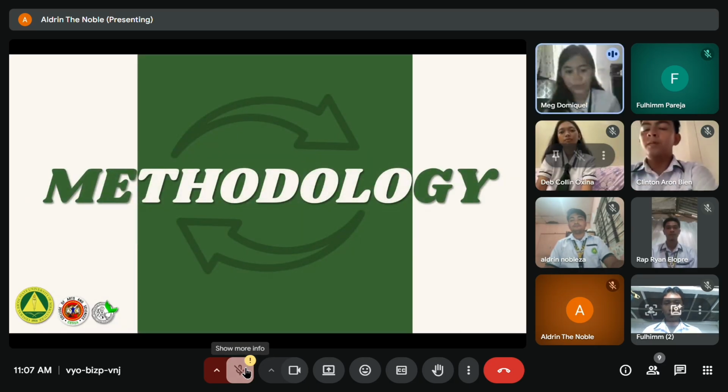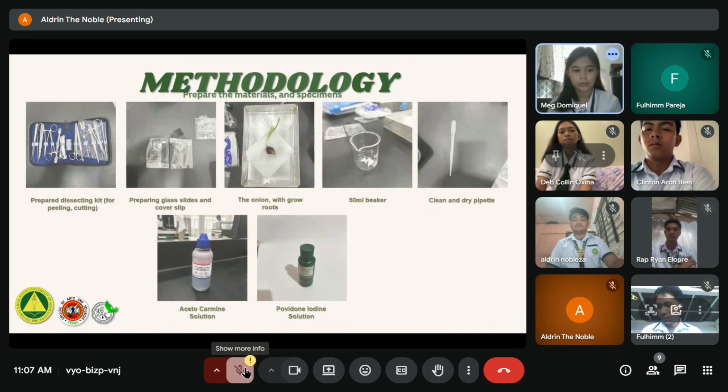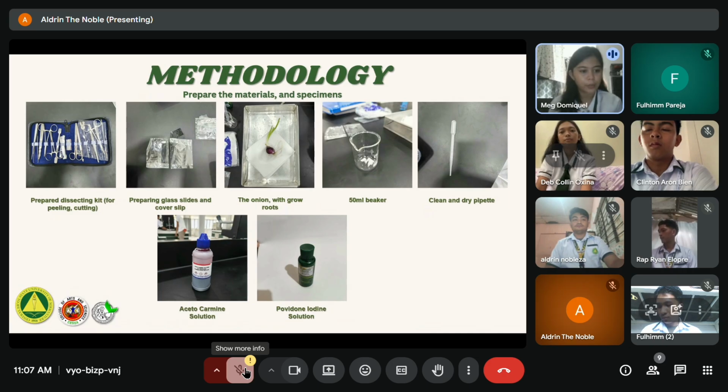Meg Ayessa Domiquel and I will be discussing the methodology. First, we prepare the dissecting kit for peeling and cutting the onion, the glass slides and cover slip, the onion with grown roots, a 5 ml beaker, a clean and dry pipette, acetocarmine solution, and povidone iodine solution.